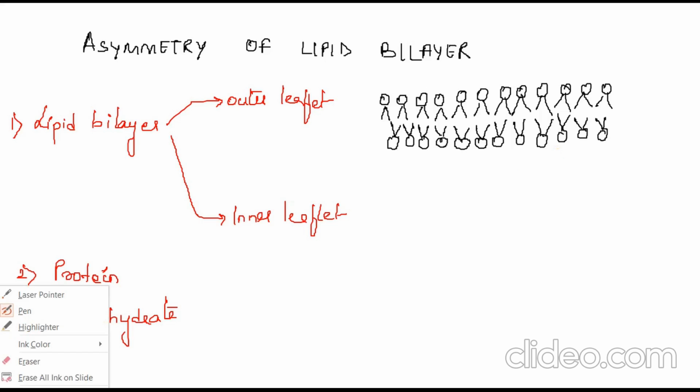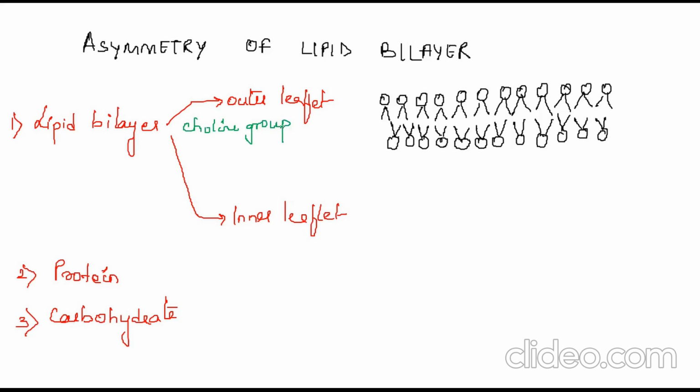Now we need to discuss the lipid composition of the outer leaflet. The outer leaflet is composed of phospholipids which have a choline group. So which phospholipids have the choline group? It is phosphatidylcholine and sphingomyelin. These two have a choline group and they are present in the outer leaflet.